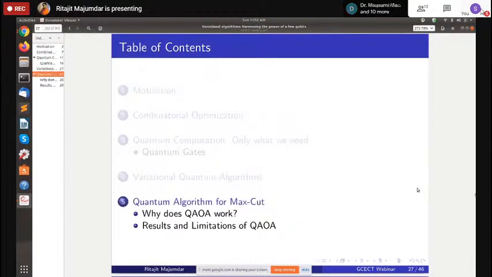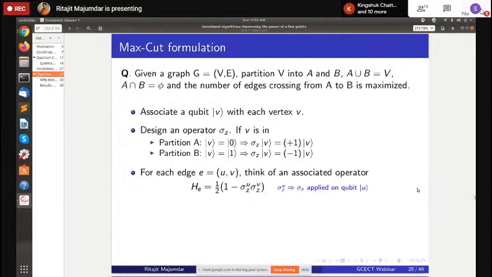Okay, so let's move into our final section, which is the quantum algorithm for MAXCUT. Just recall once more that for MAXCUT, the problem is that you are given a graph. You need to partition V into two sets, A and B. Now this A union B is equal to V. That means each and every vertex should be in one of the partitions, and no vertex can be in two partitions at the same time. And then, doing that, you want to maximize the number of edges crossing from A to B.